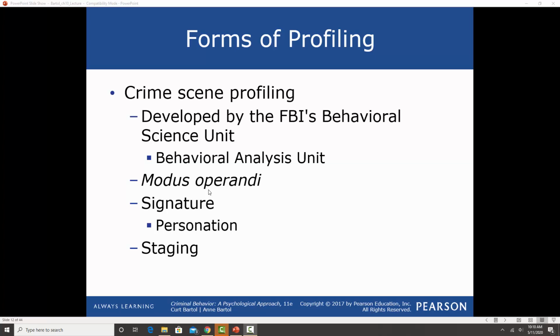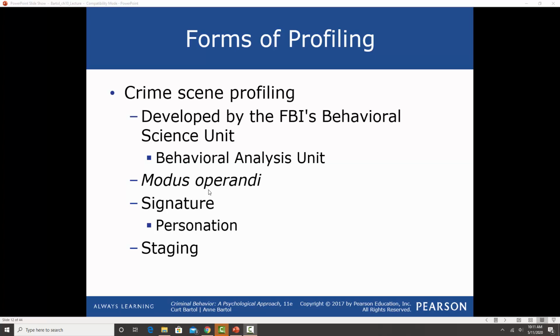Now, signature is a little bit different. Signature is anything that goes beyond what is needed to commit the crime. Typically associated with serial offenders, they often have repetitive or ritualistic signatures. The Boston Strangler, taking women's pantyhose and strangling them with them. Signature with Jack the Ripper was eviscerating and taking organs from victims.